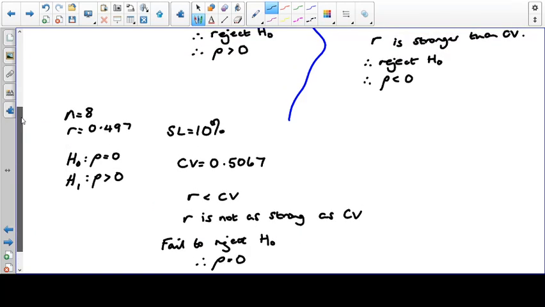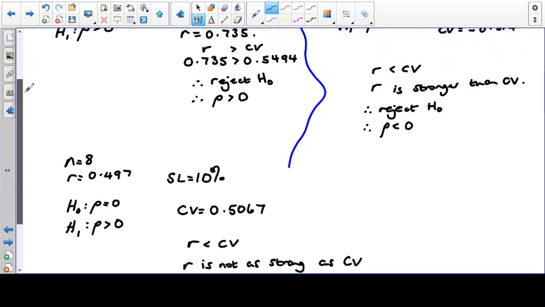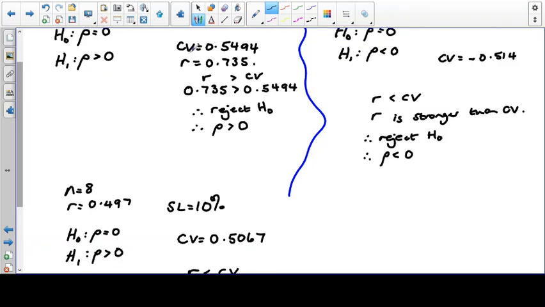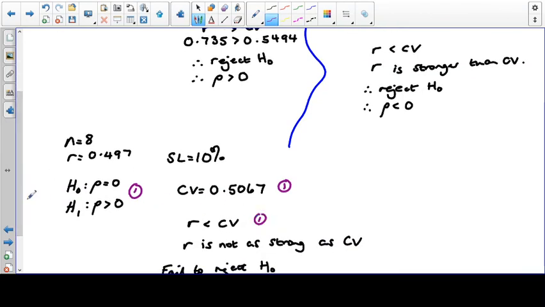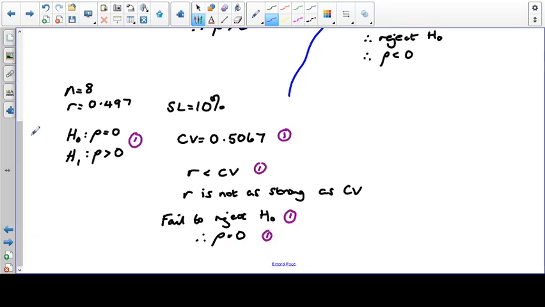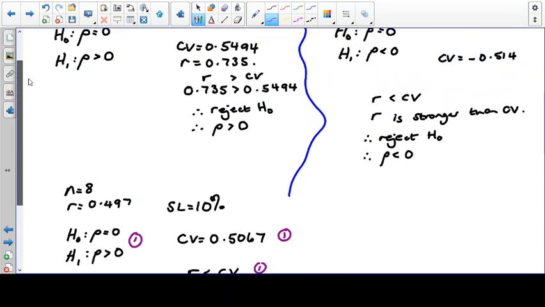Okay, so it's much easier than last year's hypothesis testing. You always need to do this, so you will get a mark for doing that. Remember to use rho, it's not a p. You'll get a mark for your critical value, a mark for making some sort of comparison, and a mark for either rejecting or failing to reject. And if it's in some sort of context, you need to say something about the context.